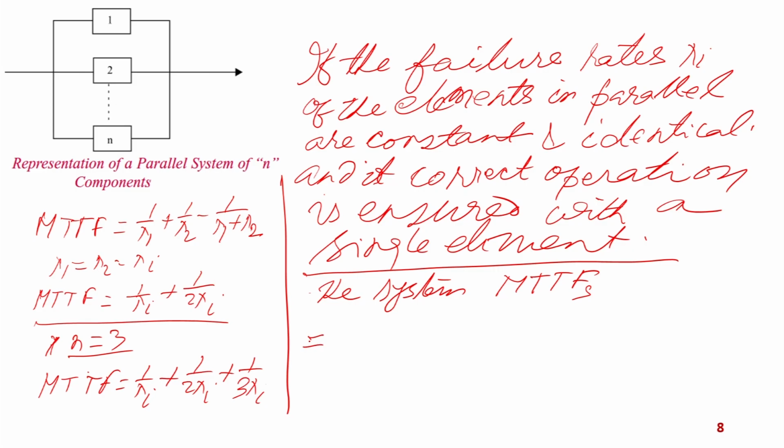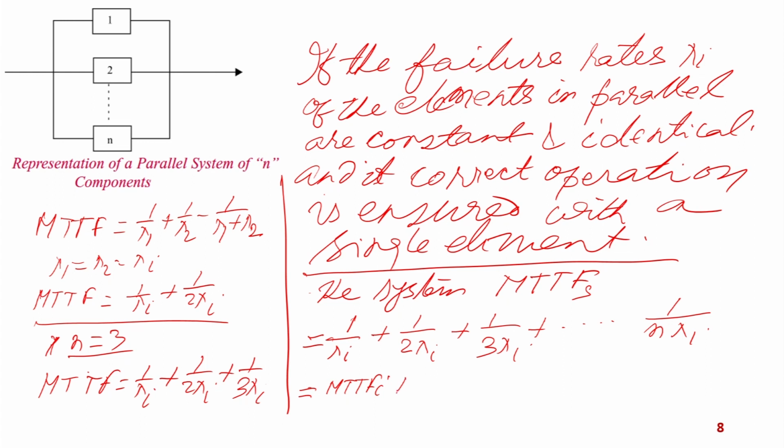So, I can use this mathematical induction and then write 1 by lambda I, then 1 by 2 lambda I, then 1 by 3 lambda I, okay, and like that I can go up to 1 by n lambda I. So, this is basically the MTTF of the first element, then MTTF by 2, MTTF by 3, plus MTTF by n. So, this is the way we can calculate.